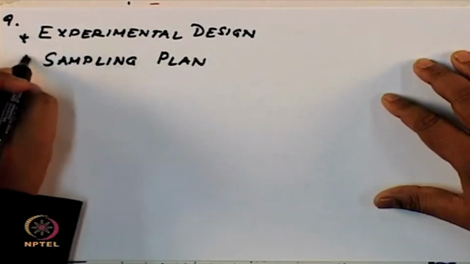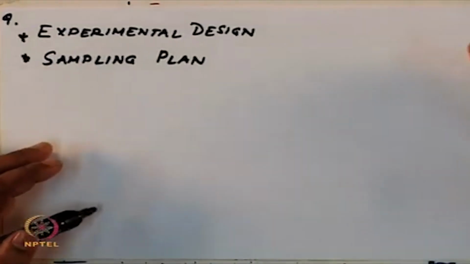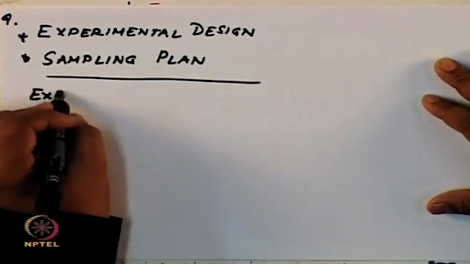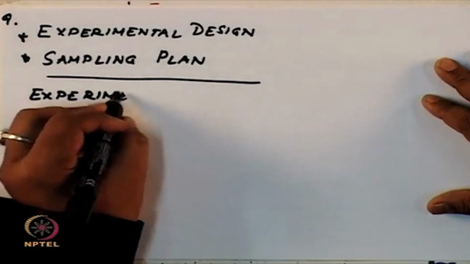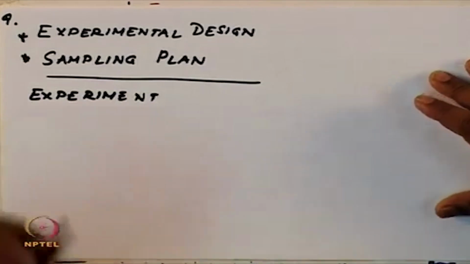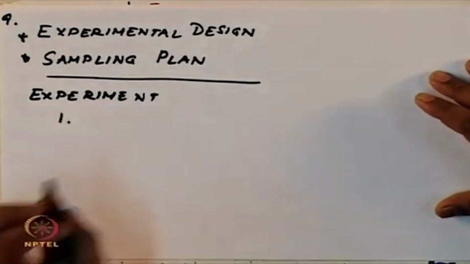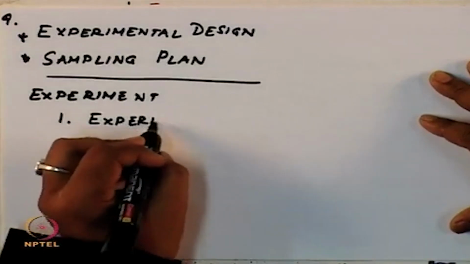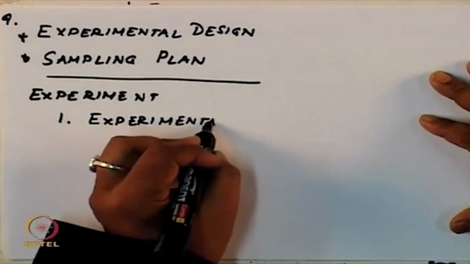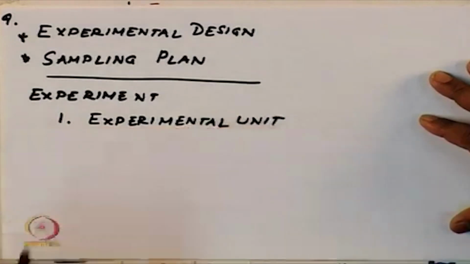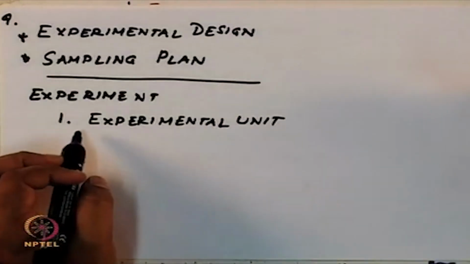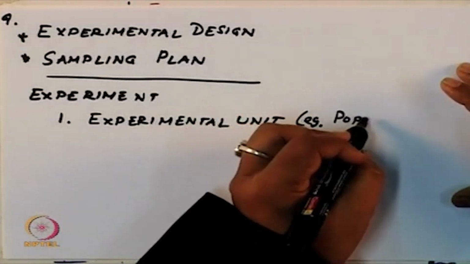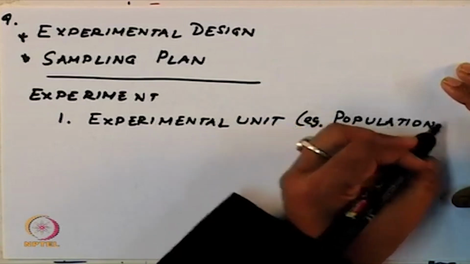So, this is to account for how you should actually set up the experiment. And when you are thinking of an experiment, there are various aspects of the experiment. First is, who are you measuring it on, or what is your experimental unit. So, for example, in the case of cell phone users, your experimental unit can be just the population of users.